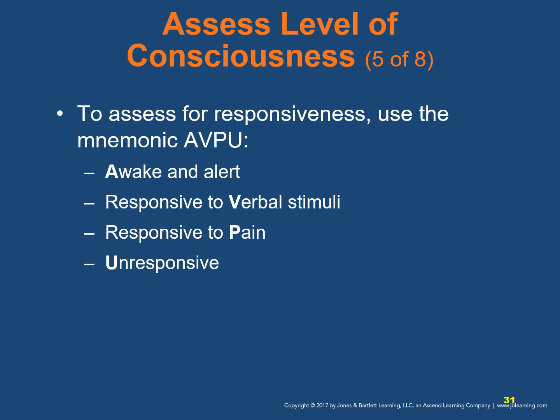And U is unresponsive, so the patient does not respond spontaneously or to verbal or painful stimulus and has no cough or gag reflex. So it's A for awake and alert, V is responsive to verbal stimuli, P is responsive to pain, and U is unresponsive. AVPU.